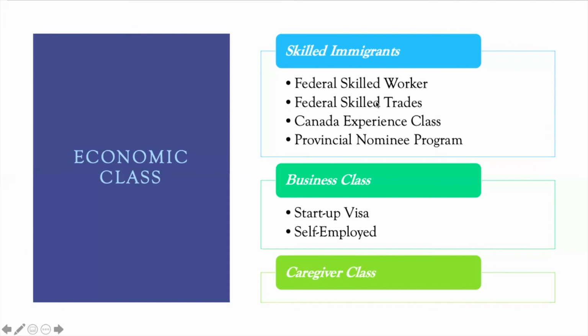Coming back to these foundational classes, we see that economic class has been broken down into 3 categories: skilled immigrants, business class, and caregiver class. Skilled immigrants can apply to come under streams such as the Federal Skilled Worker, the Federal Skilled Trades, the Canada Experience Class, and the Provincial Nominee Program. Individuals applying through the business class can apply through streams such as startup visas and self-employed. And people in the caregiver class are essentially coming over to help take care of somebody within Canada's society. So based on your eligibility, you would decide which class best fits your circumstance and fill out your application accordingly.